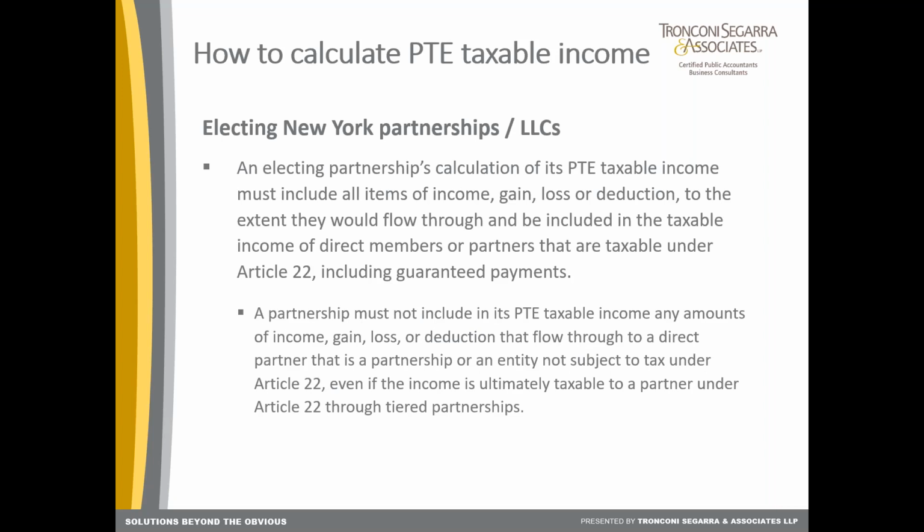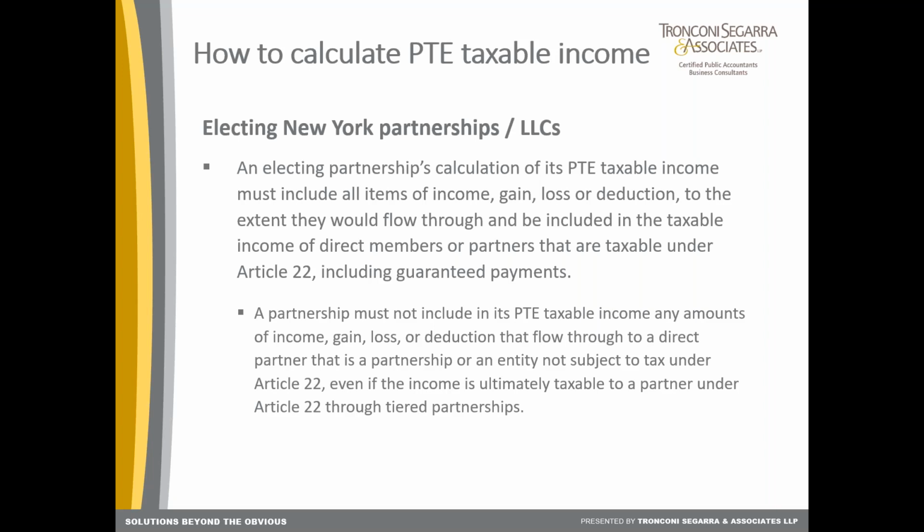Okay, so as with S Corp, an electing partnership calculation of its PTE taxable income must include all items of income, gains, losses, or deductions to the extent which flow through and be included in the taxable income of direct members or partners, including guaranteed payments, which is another thing that's different than S Corp. So there's another little thing to add on to this. And then a partnership would exclude any income allocated to another partnership, an S Corp, or a C Corp. So again, partnerships do take a little bit more to calculate.